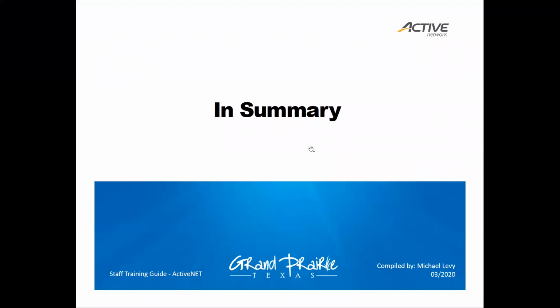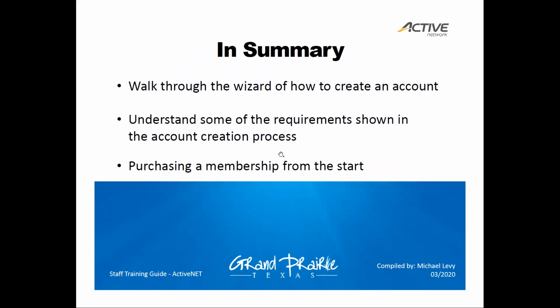Okay, in closing, today we walked through the wizard of how to create an account. We then were able to see and understand some of the requirements shown. Again, we had that black asterisk earlier that showed what was required of that wizard. And then you also had the asterisk that was in red about how to search a particular field for any member. If you want to see all members, you can use that asterisk and search anybody. So there were two different ways of looking at an asterisk.